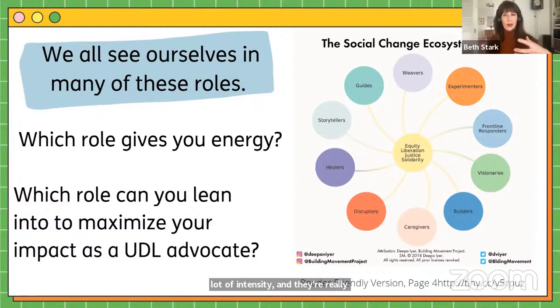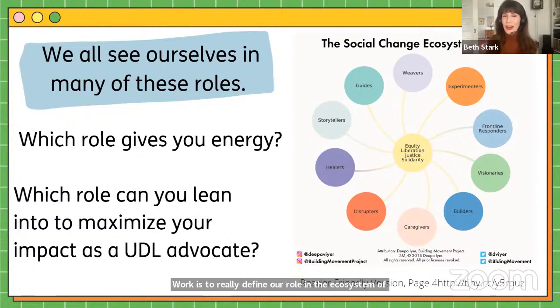But we know that oftentimes advocates start off with a lot of intensity, and they're really excited about their cause. And then if they aren't able to build momentum, they move on to another cause. So one way to protect ourselves from kind of petering out in our advocacy work is to really define our role in the ecosystem of social change.